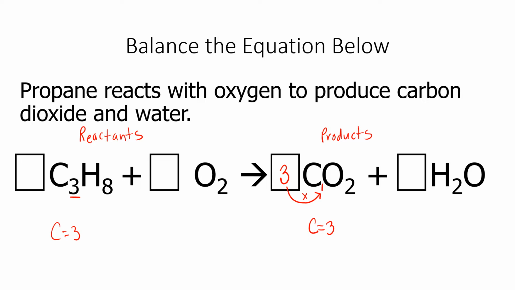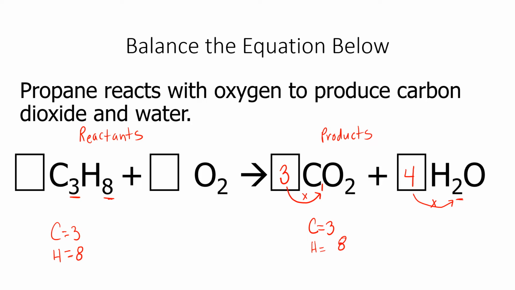Now I have to go through the rest. Remember, I always leave hydrogens and oxygens to the end. So I'm going to take a look at the hydrogens. On this side, I have 8, and on the side of the products, I have 2. So I'm just going to write that I have 8 hydrogens on the reactants. And now how do I make those 2 hydrogens on the products into 8? I could definitely put a 4 there and then multiply by this 2 to make it 8. So 4 times 2 is 8, and now I have 8 hydrogens. Okay, so now the hydrogens are taken care of.